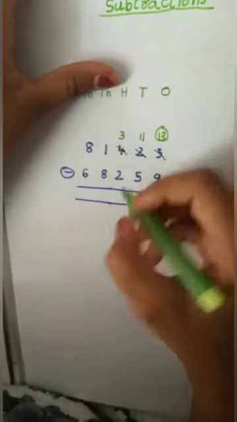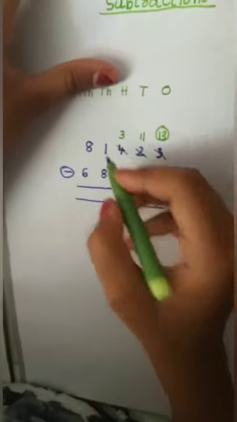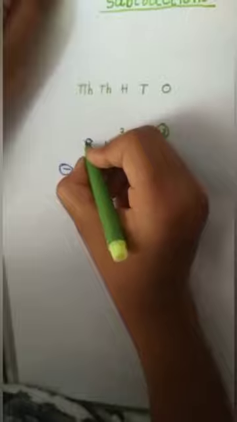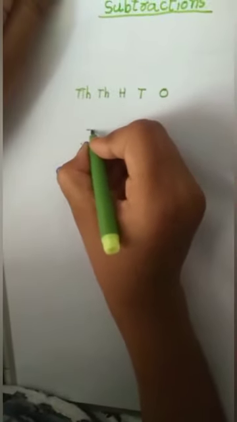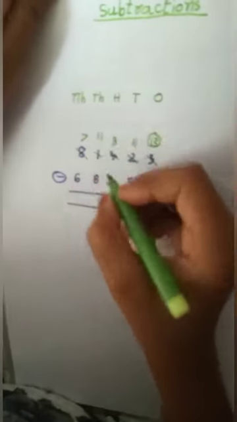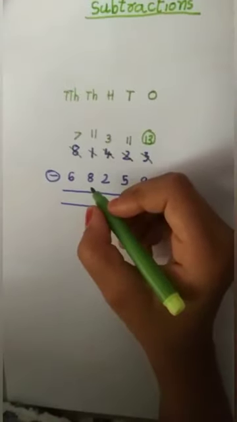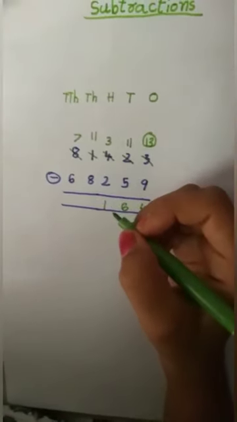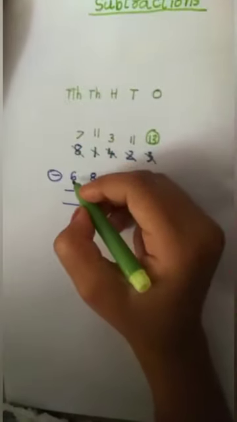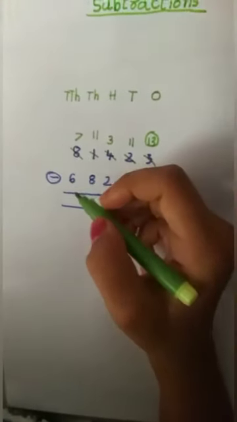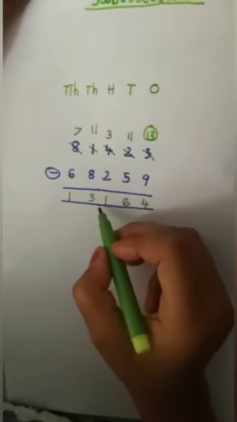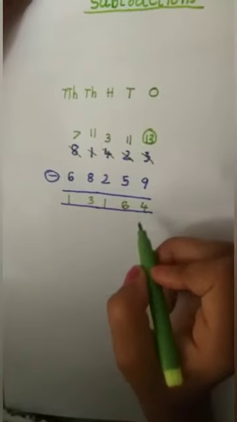3 minus 2. The answer is 1. Come to the next place. 1 minus 8 is not possible. 8 will become 7, and 1 will become 11. The answer: 8 after 9, 10, 11. The answer is 3. 7 minus 6, the answer is 1. The answer is 13,164.